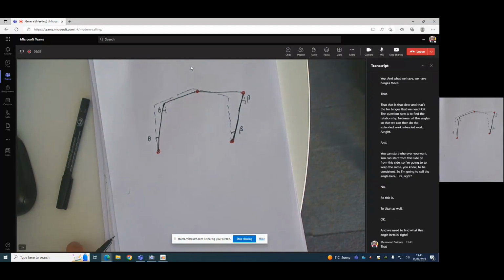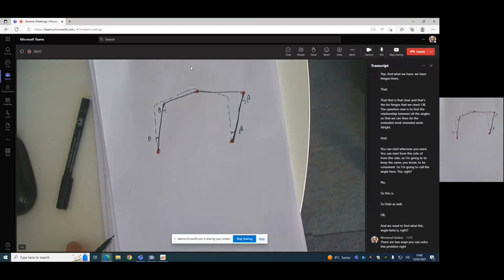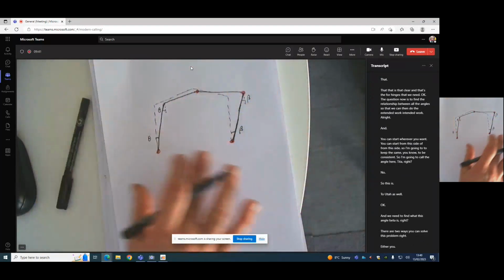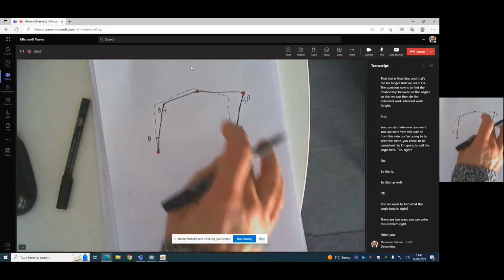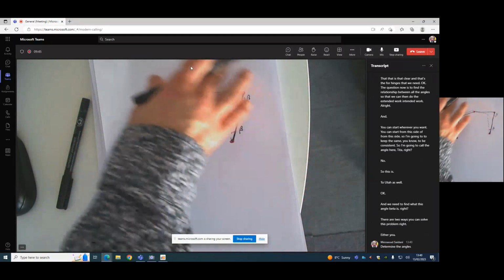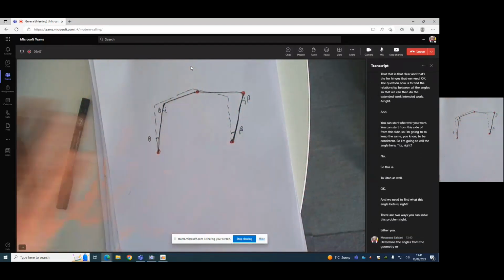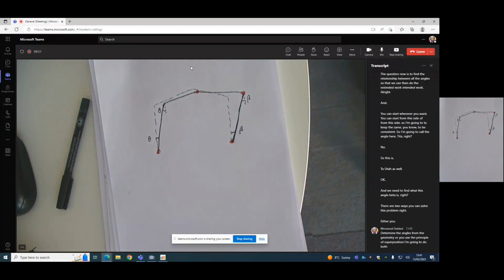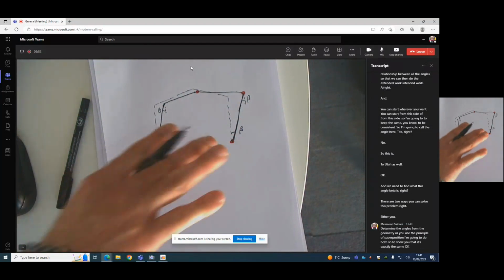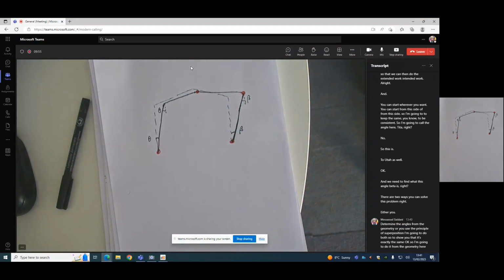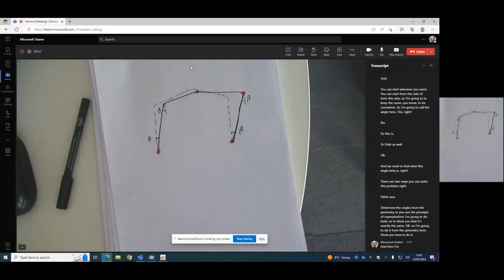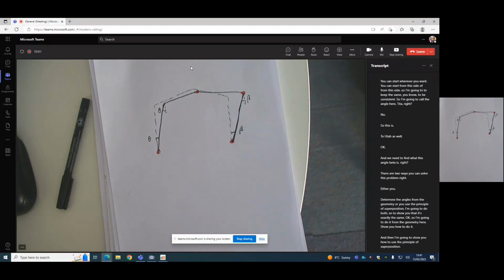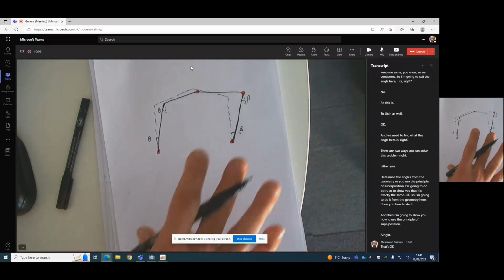There are two ways you can solve this problem, right? Either you determine the angles from the geometry, or you use the principle of superposition. I'm going to do both, to show you that it's exactly the same, okay? I'm going to do it from the geometry here, show you how to do it, and then show you how to use the principle of superposition. All right? Is that okay?